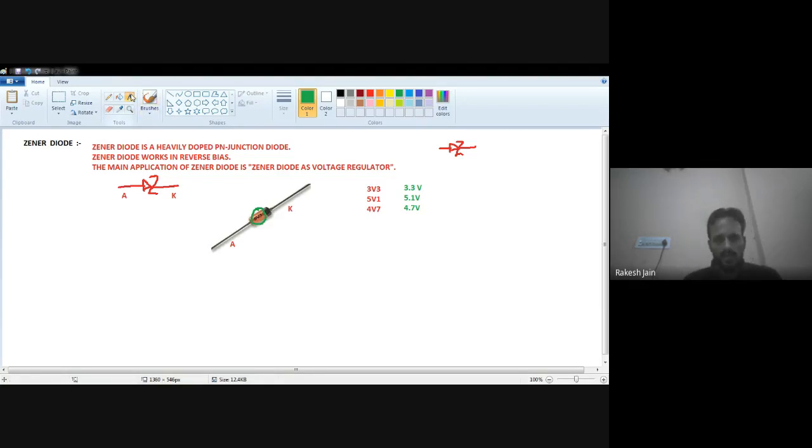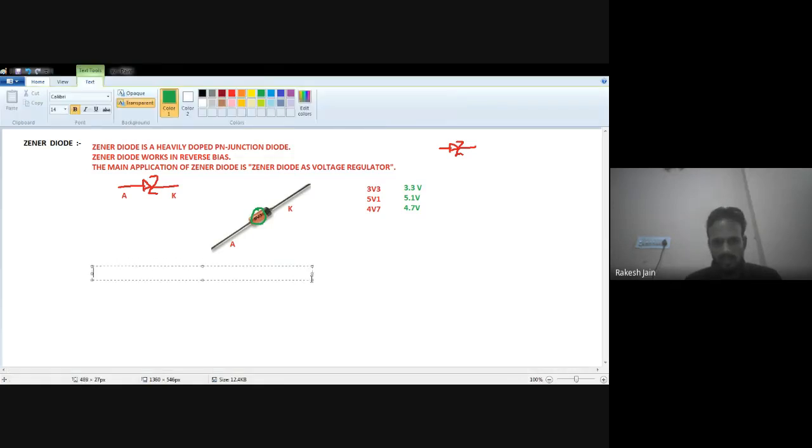Remember, whenever we use the Zener diode in reverse bias, there will be two breakdowns. Otherwise, in a normal PN junction diode, a simple breakdown is there. But in case of Zener diode, there are two breakdowns.